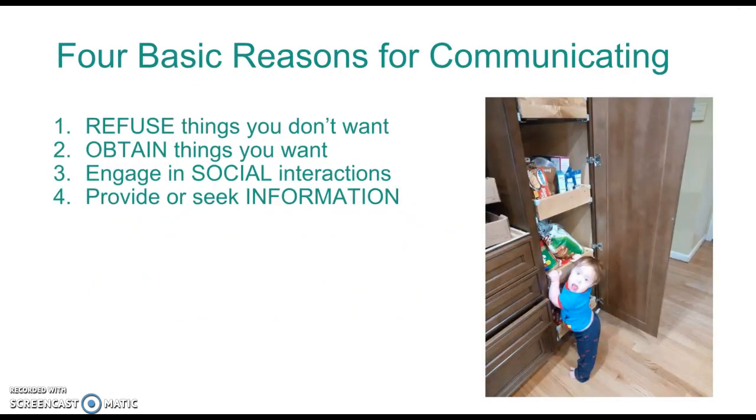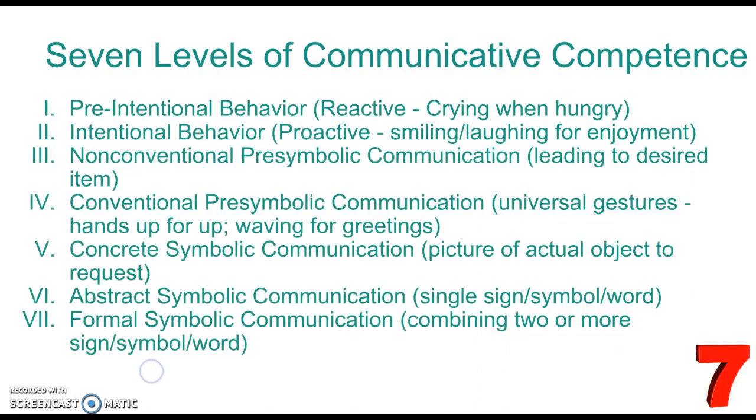There are 4 basic reasons for communicating: refusing things you don't want, obtaining things you want, engaging in social interactions, and providing or seeking information. As you look at the profile, you will see these 4 reasons across the bottom of the profile. In addition, there are 7 levels of communicative competency. This is basically the 7 levels of communication behaviors.